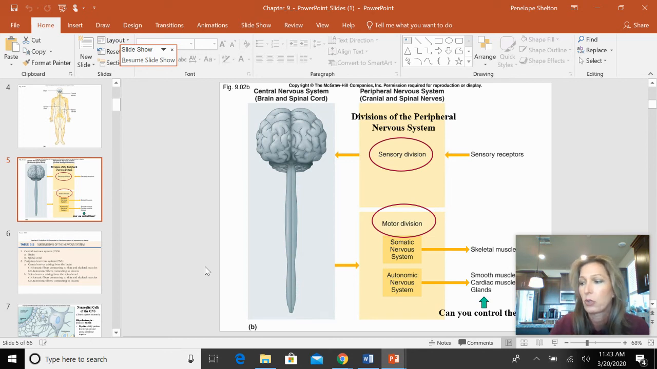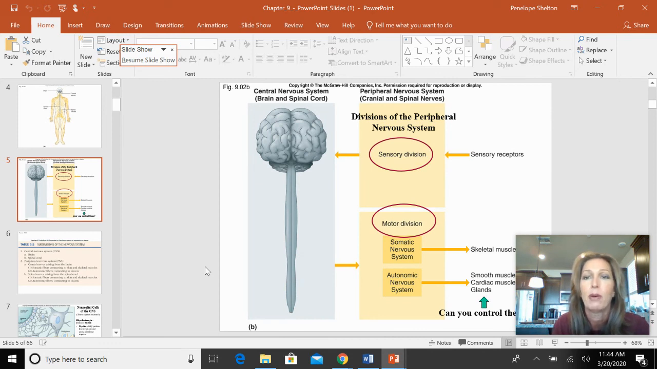But what we also have to be aware of is that the autonomic nervous system gets broken down one more time. It has two more subdivisions, and those two subdivisions that I need you to know are your sympathetic and your parasympathetic divisions. They're antagonistic. The simplest way to understand those is that the sympathetic nervous system is our fight or flight response, that's going to excite and elevate different actions within your body.